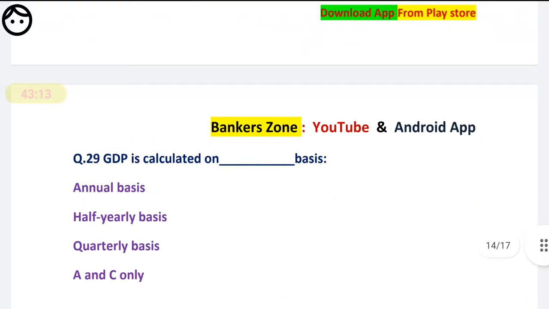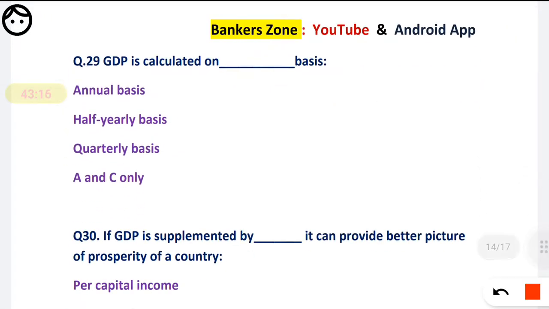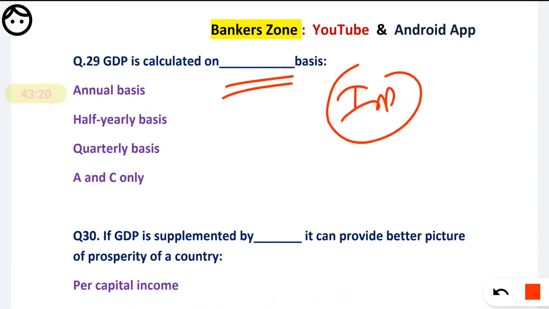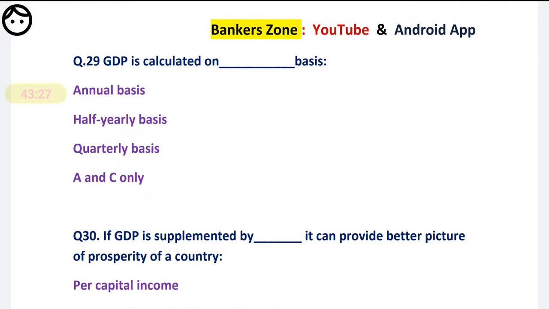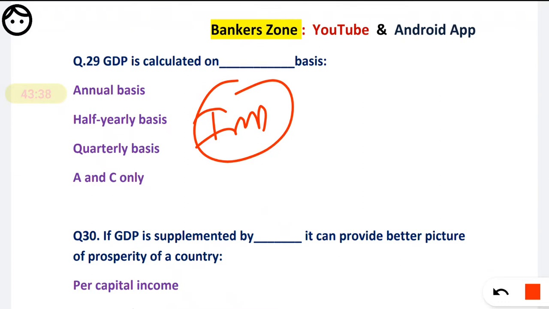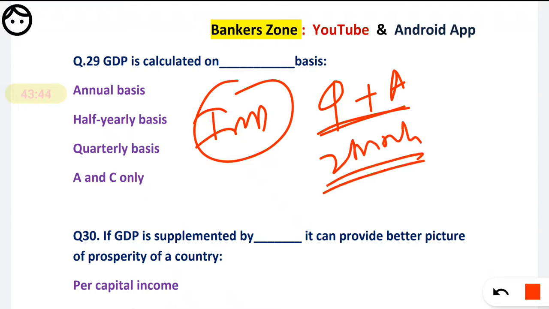Now question number 29, GDP is calculated on which basis? This is also important. First option annual basis, second half yearly, third quarterly, and fourth A and C only. So friends, remember, GDP is calculated on a quarterly basis and also an annual basis. So we have to mark A and C only. Remember this. GDP is calculated on a quarterly basis plus an annual basis, and it lags by 2 months. In a previous question we have discussed this.